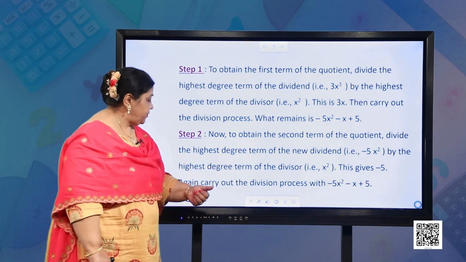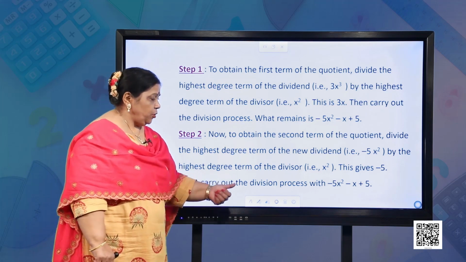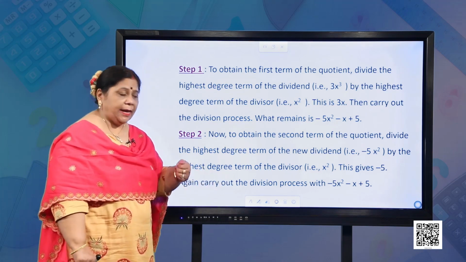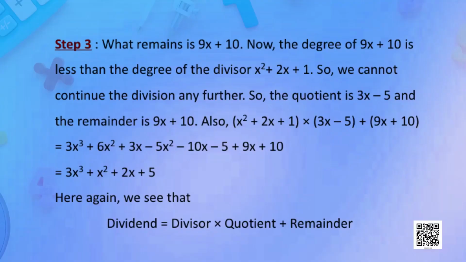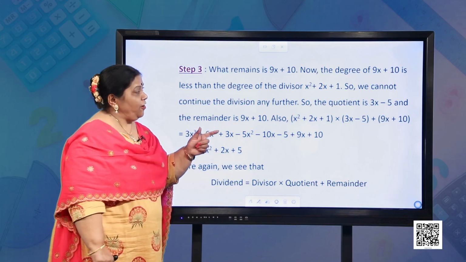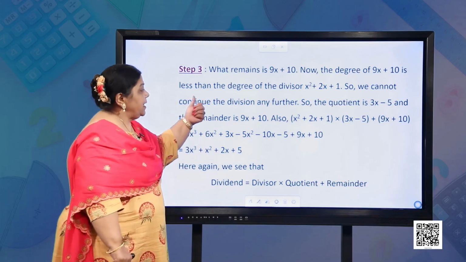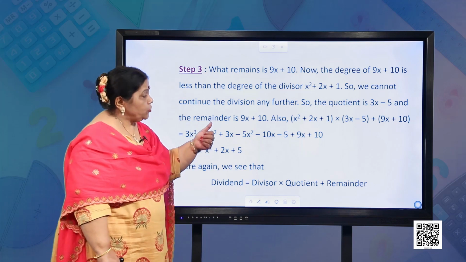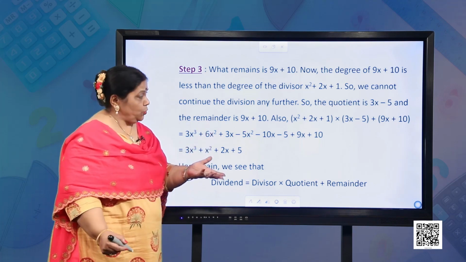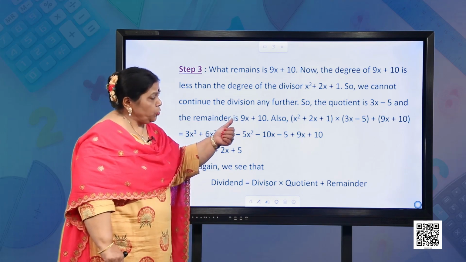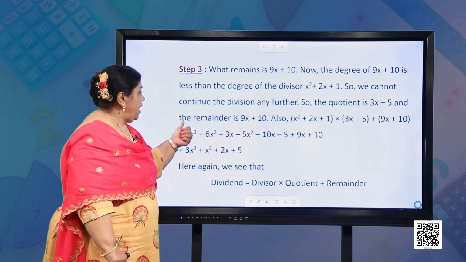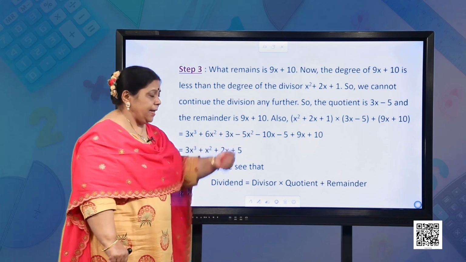This gives minus 5. Again carry out the division process with minus 5x square minus x plus 5. In the third step, what remains is 9x plus 10. Now observe, the degree of 9x plus 10 is less than the degree of the divisor x square plus 2x plus 1. So, we cannot continue the division any further. So, the quotient is 3x minus 5 and remainder is 9x plus 10.